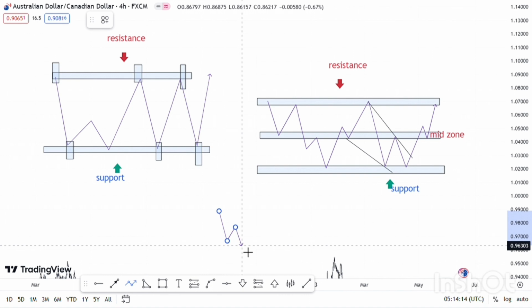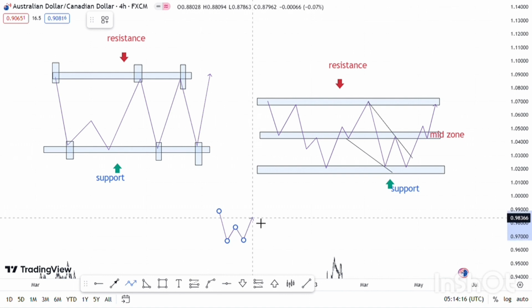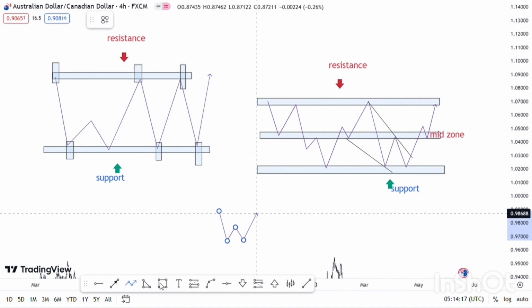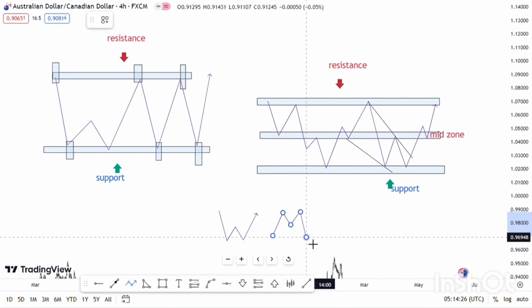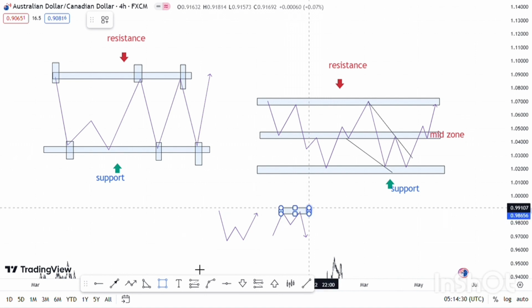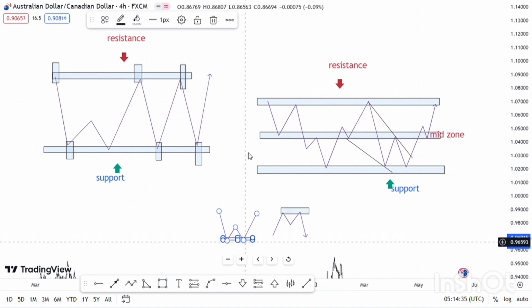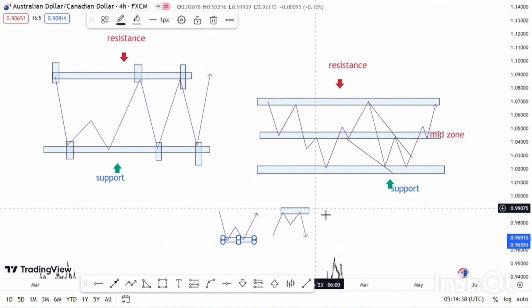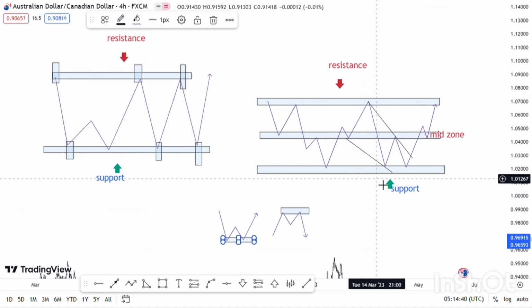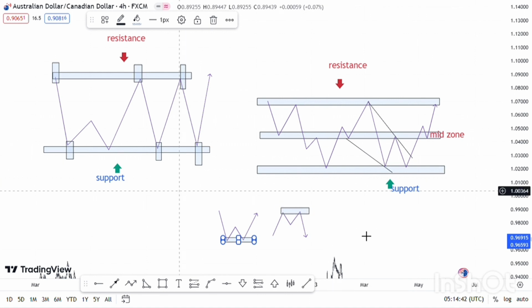Even things like a double bottom. This is the double bottom, and then our M pattern. So how do you identify this? Here we'll be sitting on our support, here we'll be sitting on our resistance. That is how you identify things.